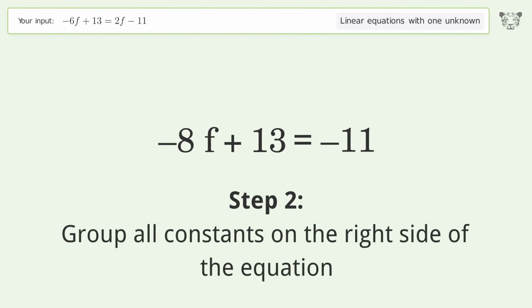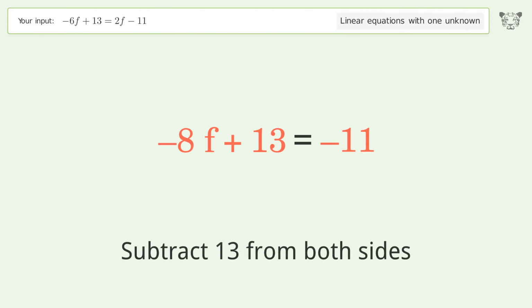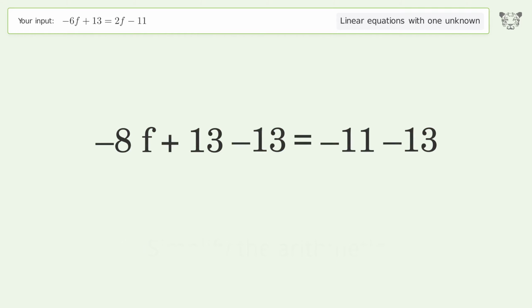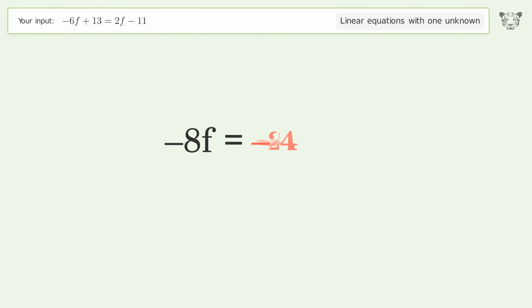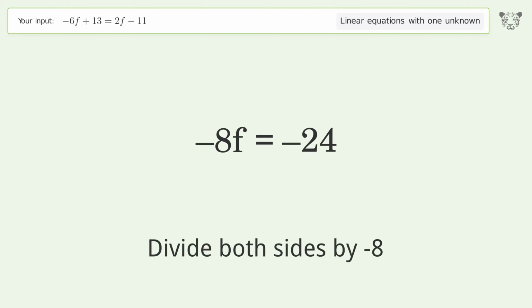Group all constants on the right side of the equation. Subtract 13 from both sides. Simplify the arithmetic. Isolate the f. Divide both sides by -8.